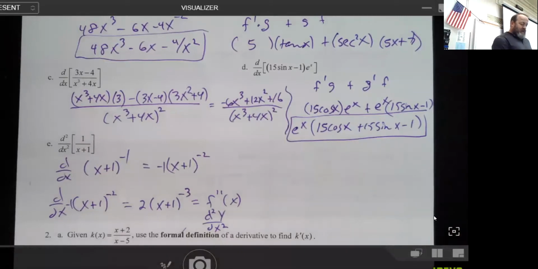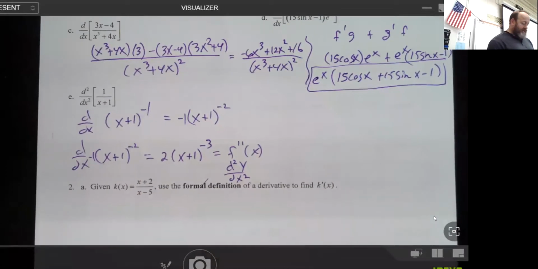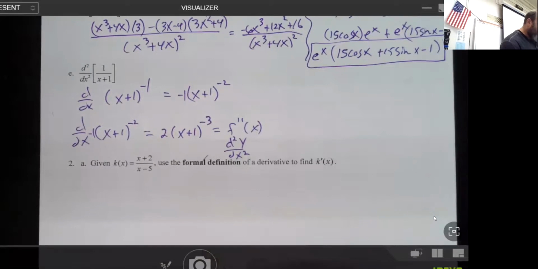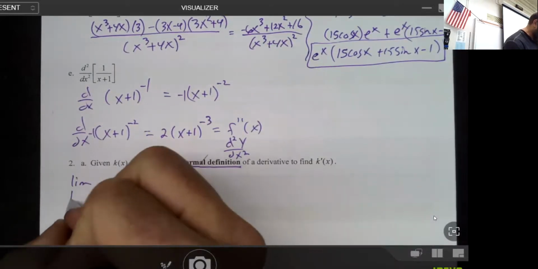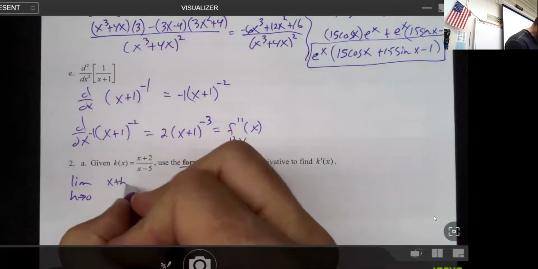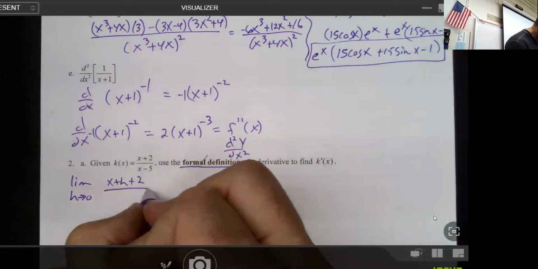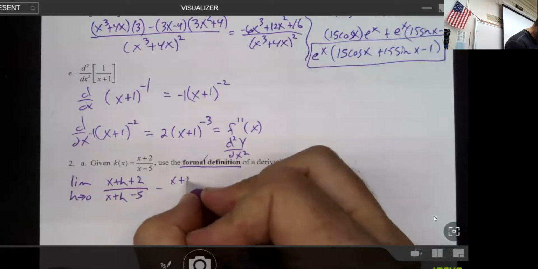Now, we did do number 2a in class, but again, I'll have it here on this video, so we have it long term. It says the formal definition, so we want to do the limit as h goes to 0. We're going to do k of x plus h, which would be, here is x plus h, minus k of x itself.